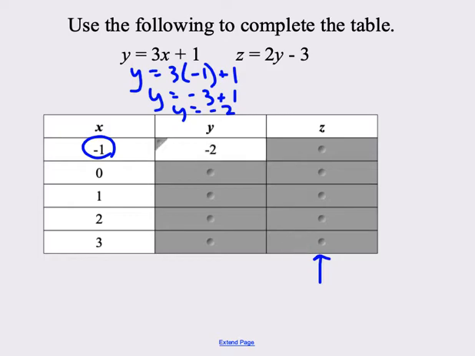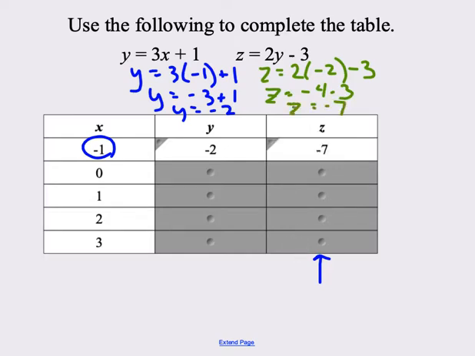That is correct. Now, am I ready? Do I have the information I need to find the value of z? Now I do, because when I look to find z, I needed to know that y was -2. It looks like z is going to be -7.